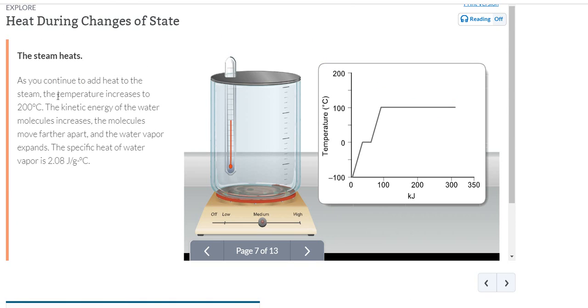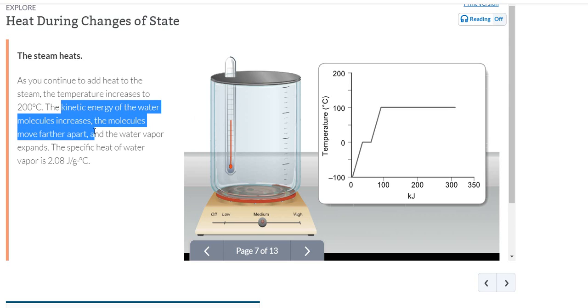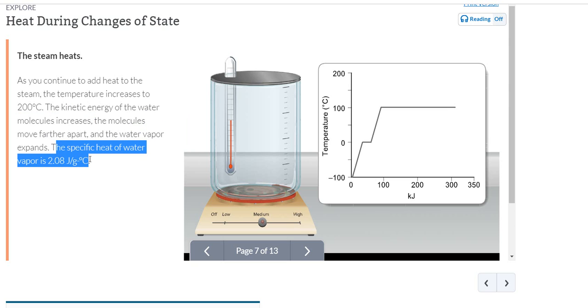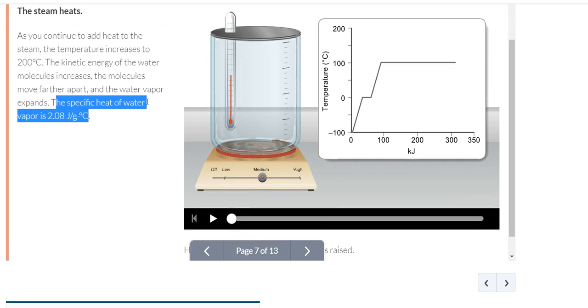As you continue to heat the system, the temperature increases to 200 degrees Celsius. Now remember, all we have in here is steam at this point. The kinetic energy of the water molecules increases, the molecules move further apart, and the water vapor expands. The specific heat of water vapor is 2.08 joules per gram degrees Celsius. So you can see the whole chart without anything in the way here. And then we're going to raise the temperature even more. We're going to heat up that steam and get it up to 200 degrees Celsius.